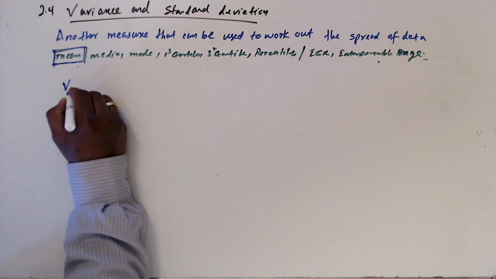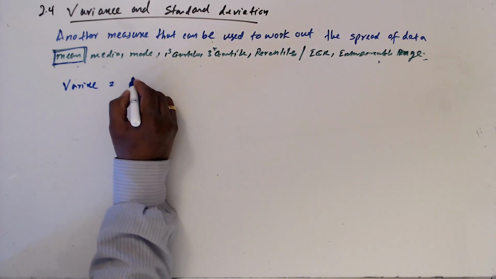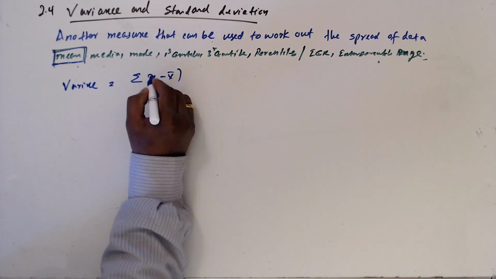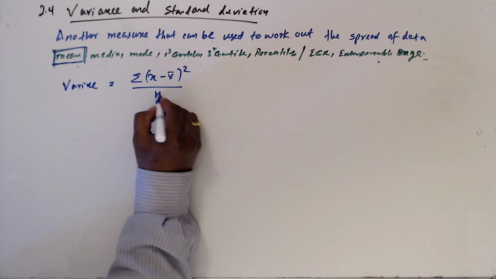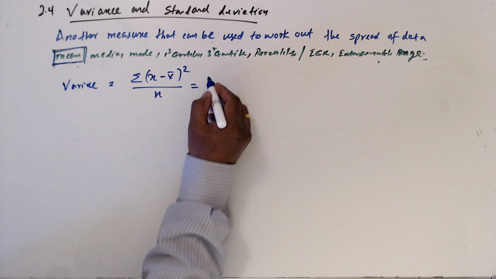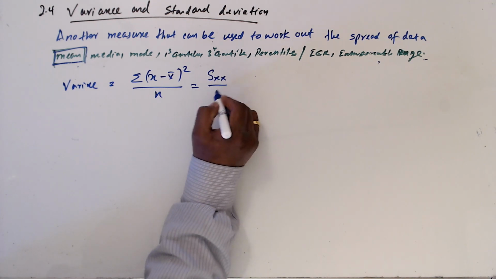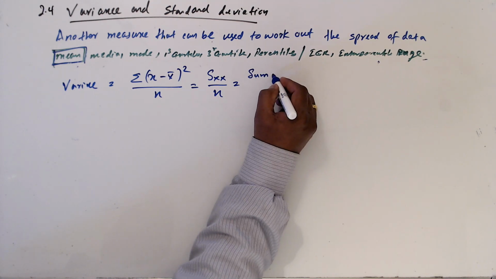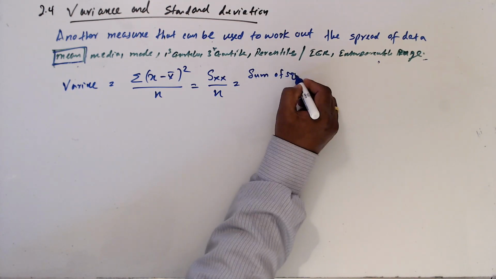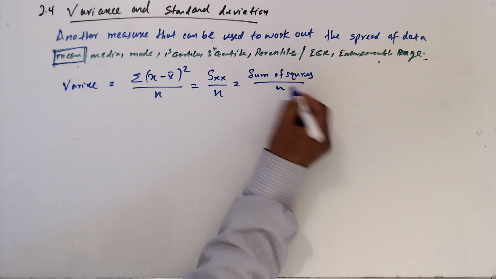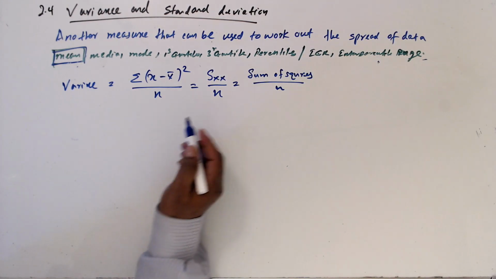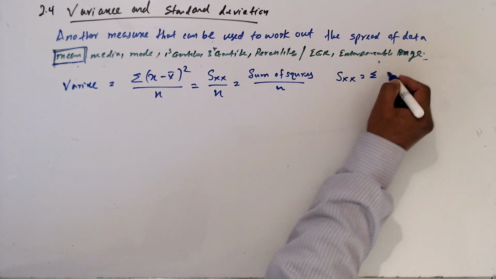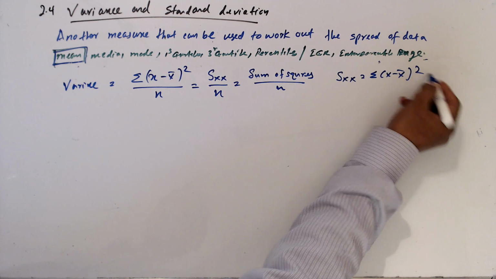So in general we write variance is the summation of (x minus x bar) square over n. This top part we call the sum of squares, over n. So what is Sxx? Sxx is the summation of (x minus x bar) square.